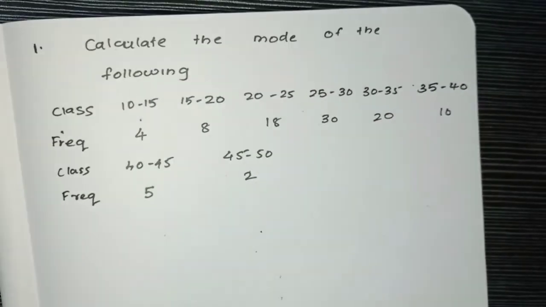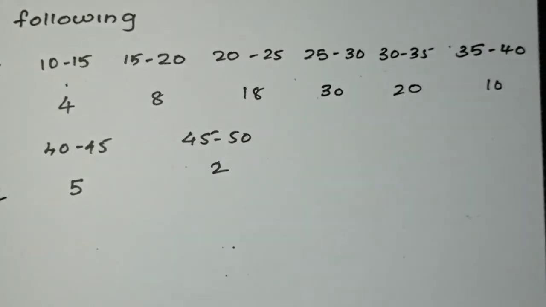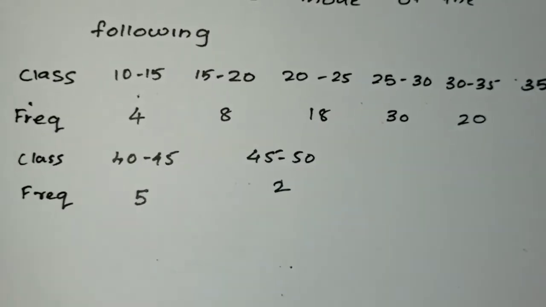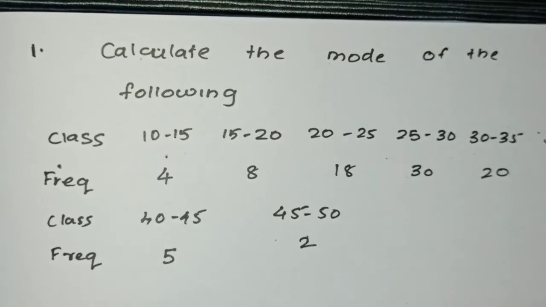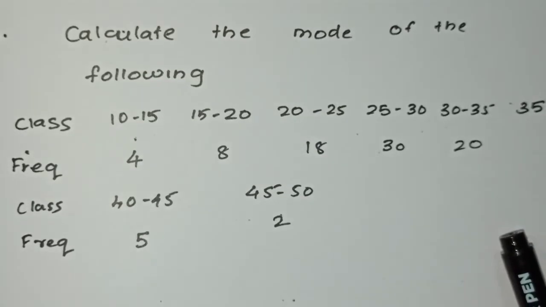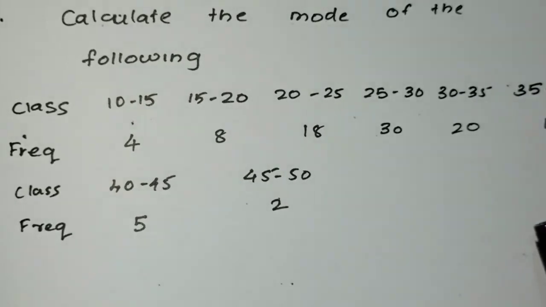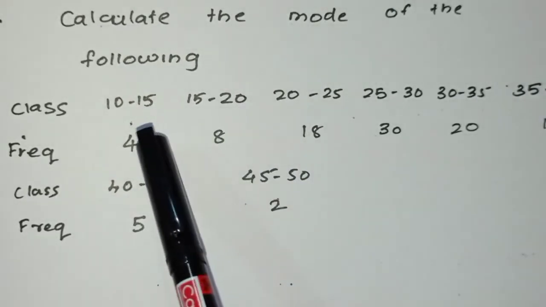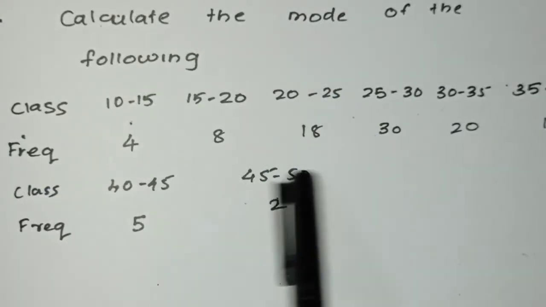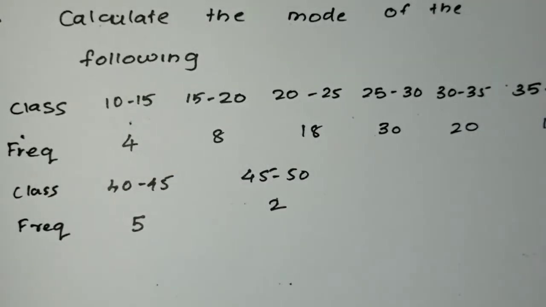I hope it is clear to you. I've included a small practical question here. Calculate the mode of the following. So some frequency distribution is given, class and frequency. So no need to worry about the question. I will actually rewrite the question. So 10 to 15, 15 to 20, that is the class interval, and the respective frequencies are given below. Okay, so I'll just rewrite it down so that it won't be a problem for you.